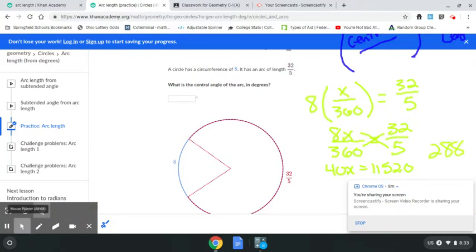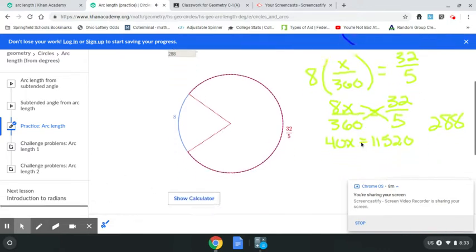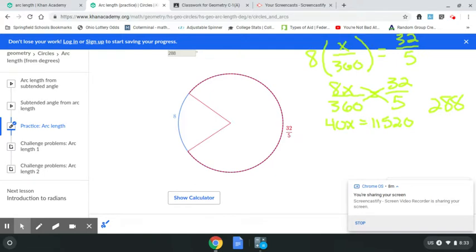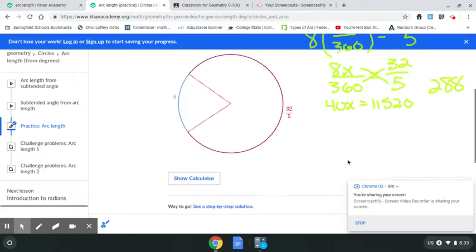So I go up to my box. I type in 288. There we go. All right, so hopefully with these problems, you understand when to use pi, when not to use pi, and the setup of the formula that you're looking for. Hopefully you're a little bit more comfortable using those things.